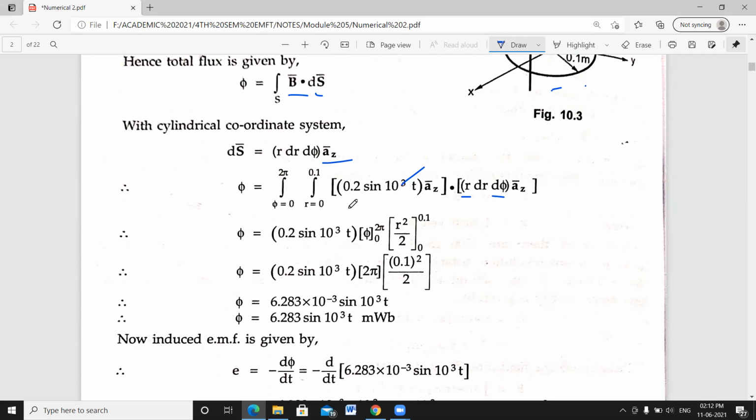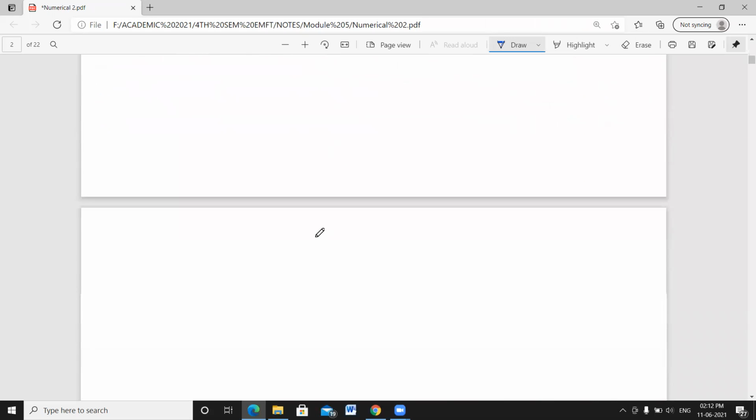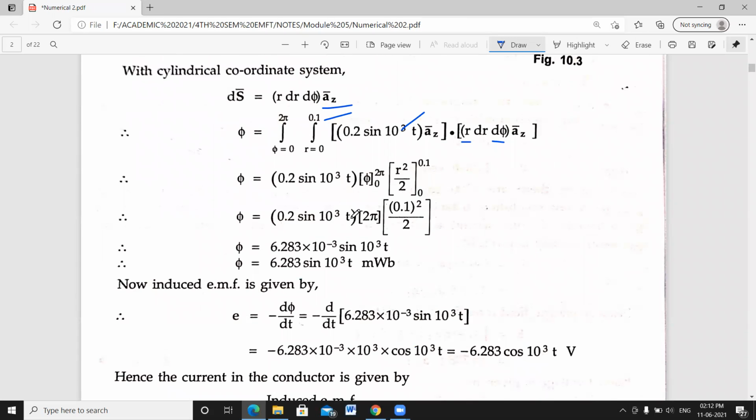Therefore, the integration is simple. 0.2 sin(10^3 t) is a constant, so you write it as it is. Integrating with respect to φ, since we don't have any factors, gives φ with limits 0 to 2π. Then r integrates to r squared by 2 with limits 0 to 0.1, since r is given as 0.1 meters. Applying the limits, we get 2π times 0.1 squared by 2. Simplifying, we get 6.283 times 10^-3 sin(10^3 t).